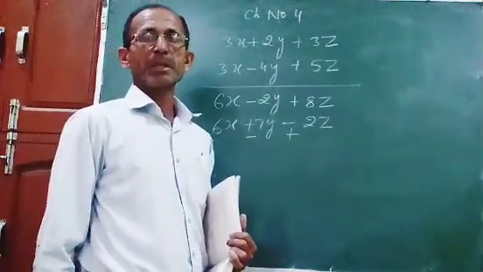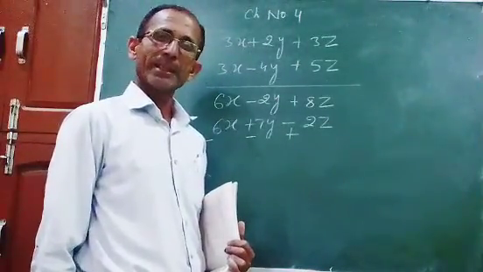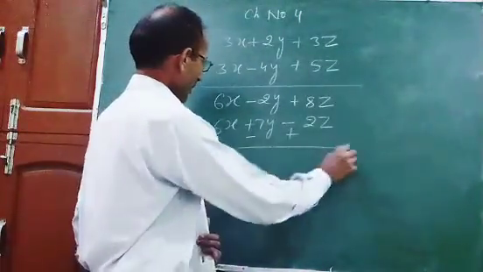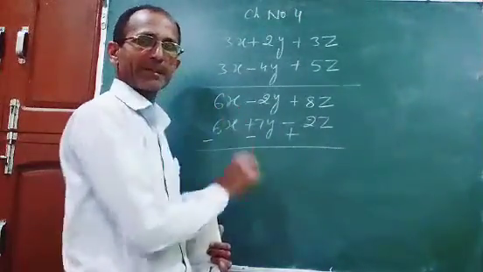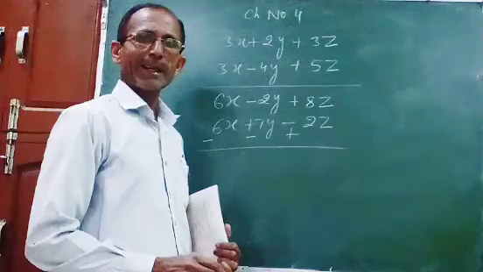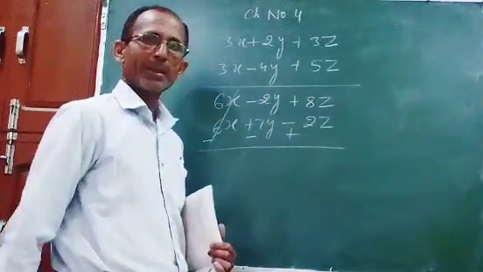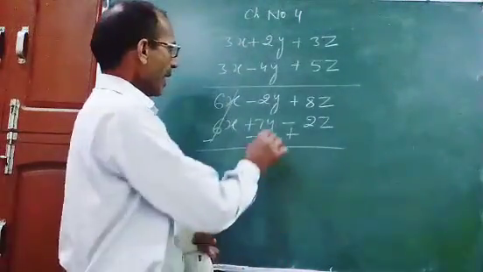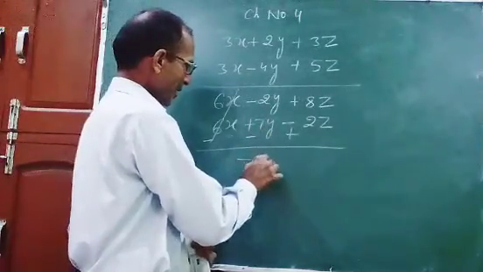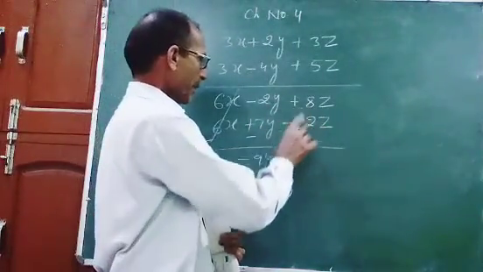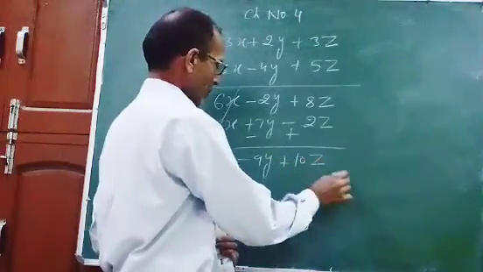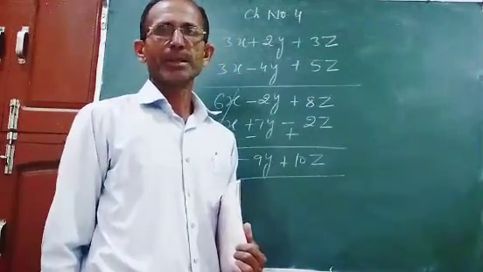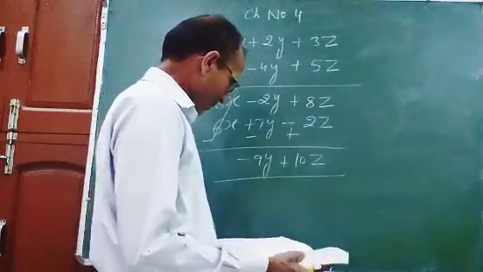So first of all, change the sign. After changing the sign, follow the rules of addition. Now, this is minus 6 and this is plus 6. Both are equal and signs are unlike, so they cancel. Plus and minus always cancel if both are equal. Understood? Okay. Now, minus 2 minus 7, minus 9y. Plus 8 plus 2, 10z. So this is the answer. Understood? Okay. Now next question.